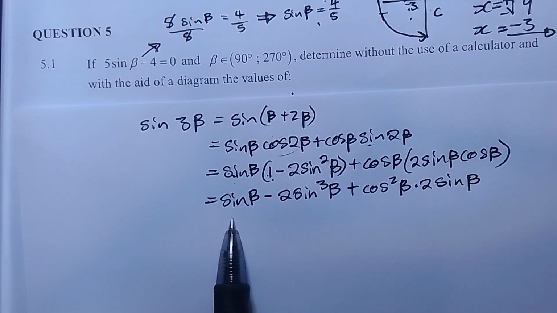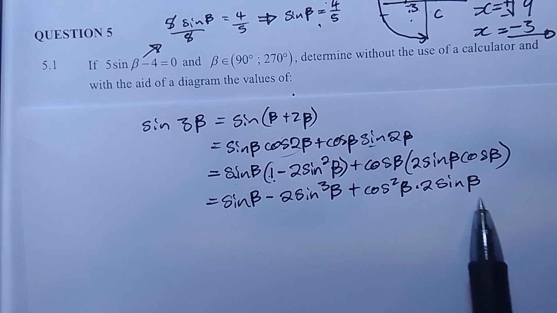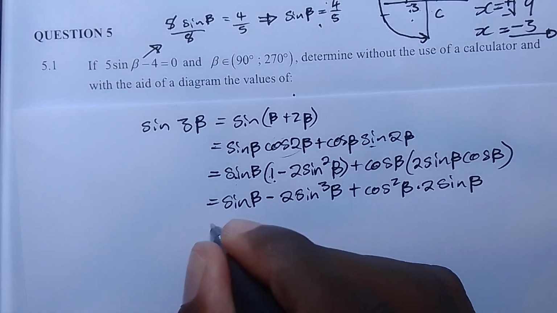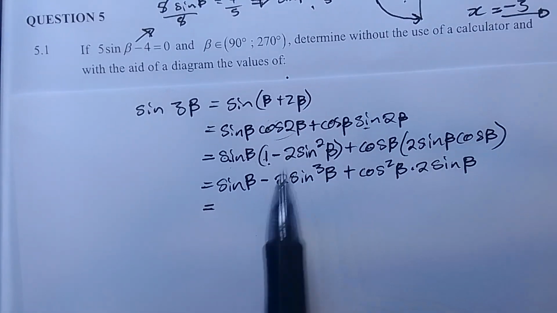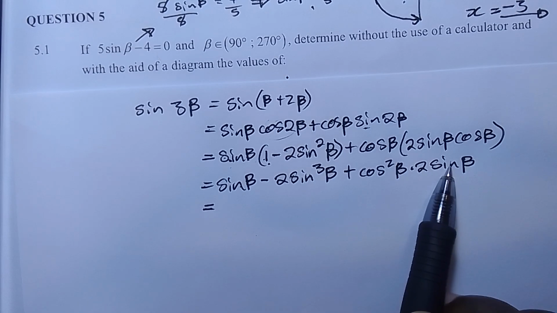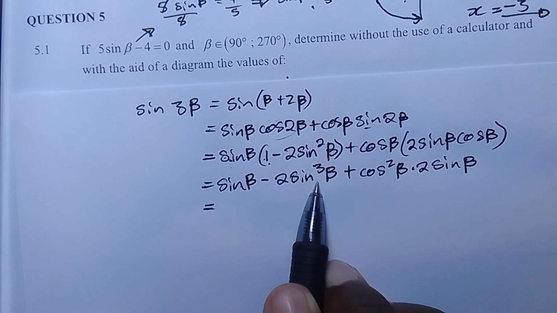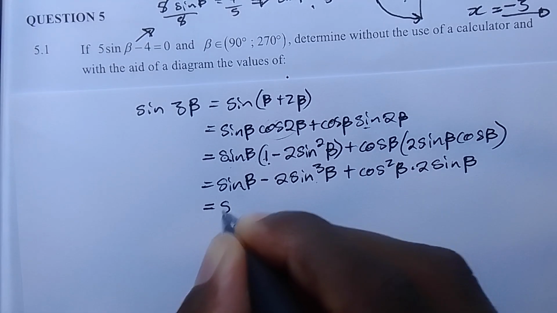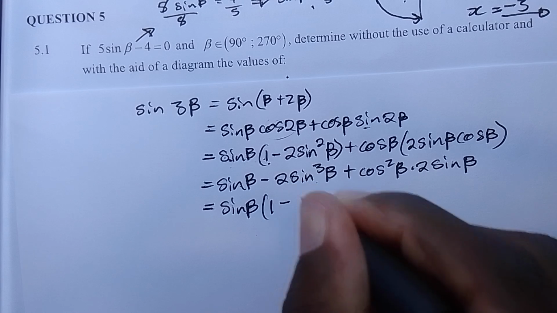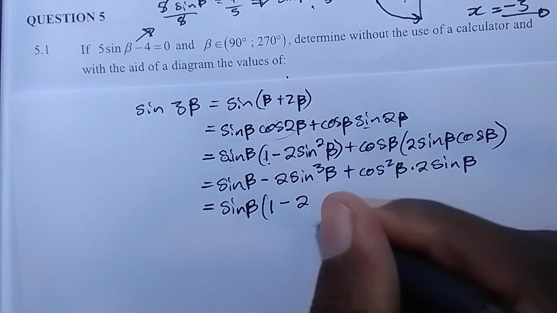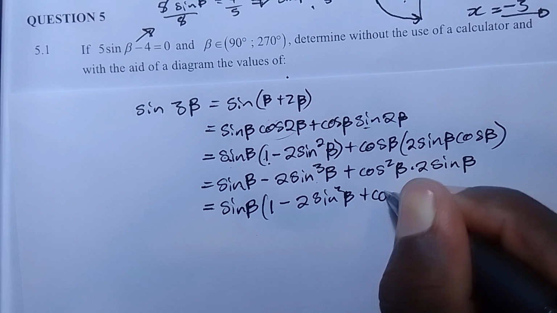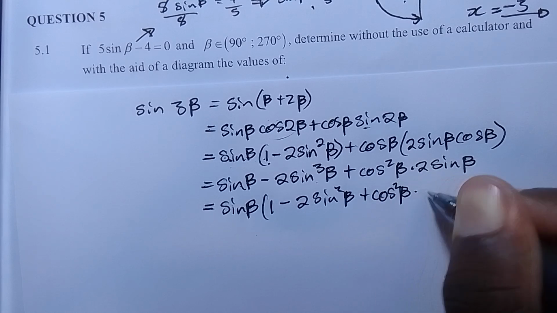Now you can substitute, or if you think there's any other way to simplify, which there is, you can do that. I want to substitute sine only once. We have a sine here, a sine there, and a sine there. I want to substitute sine only once, so I'll take it out as a common factor. Sine beta into 1 minus 2 sine squared beta plus cos squared beta times 2.